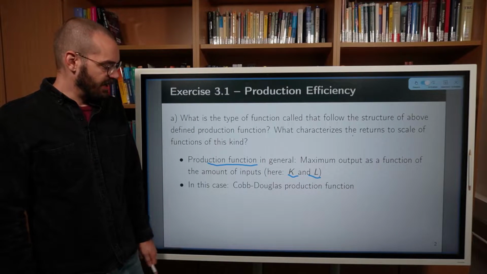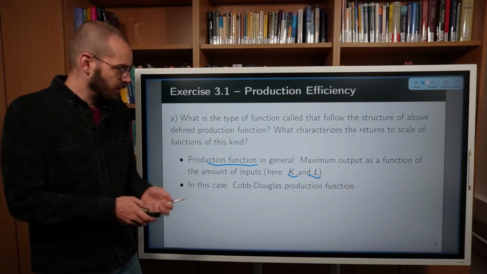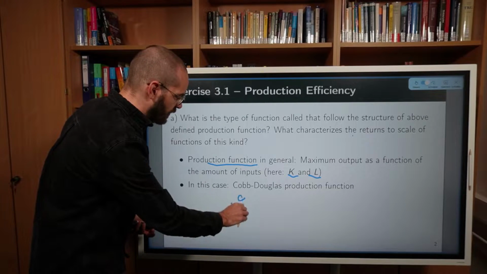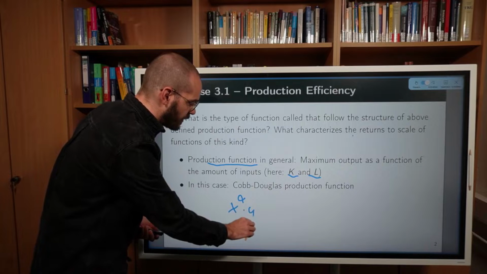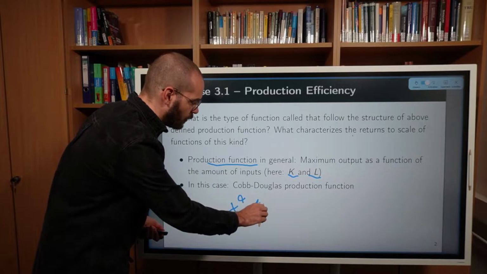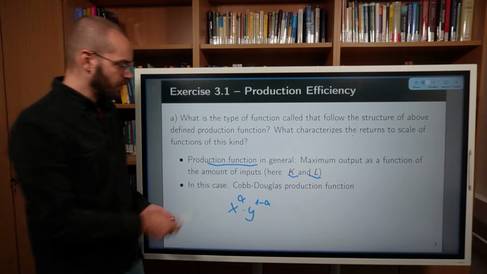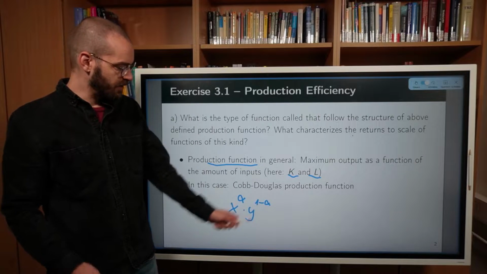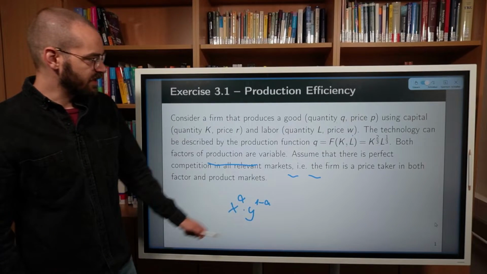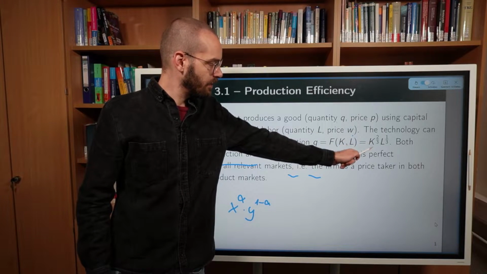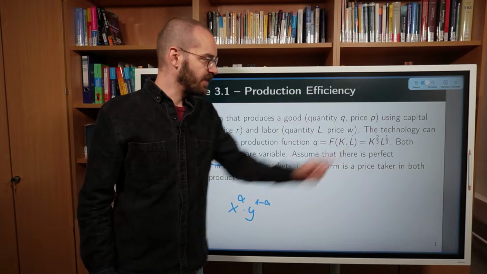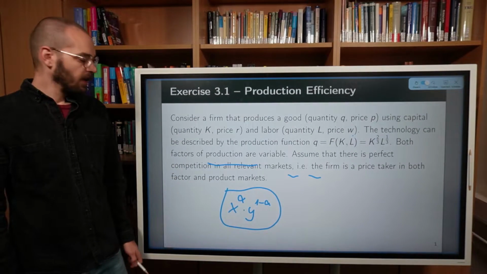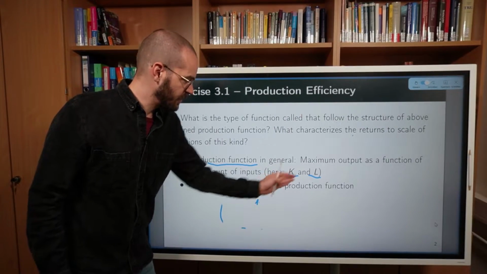In this specific case, this type of function where we see some parameter x to the power of alpha times some other parameter y to the power of 1 minus alpha is called a Cobb-Douglas production function. So x to the power of alpha times y to the power of 1 minus alpha is exactly what we see here. We have K to the power of 2/3 multiplied with L to the power of 1/3. This structure. So we are looking at the Cobb-Douglas production function.